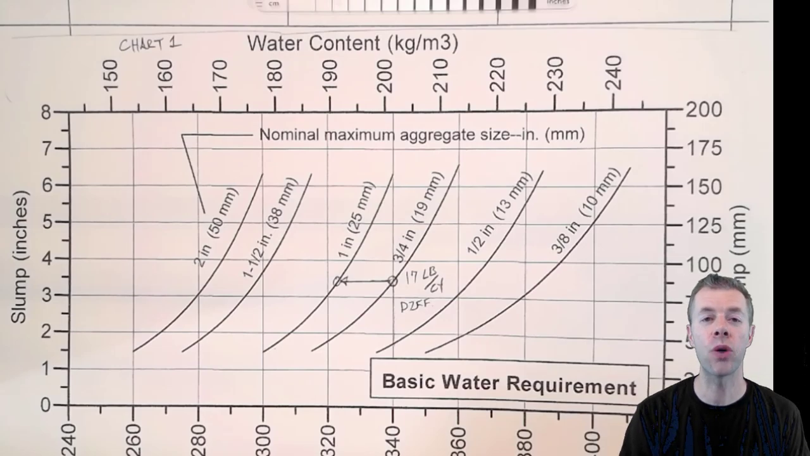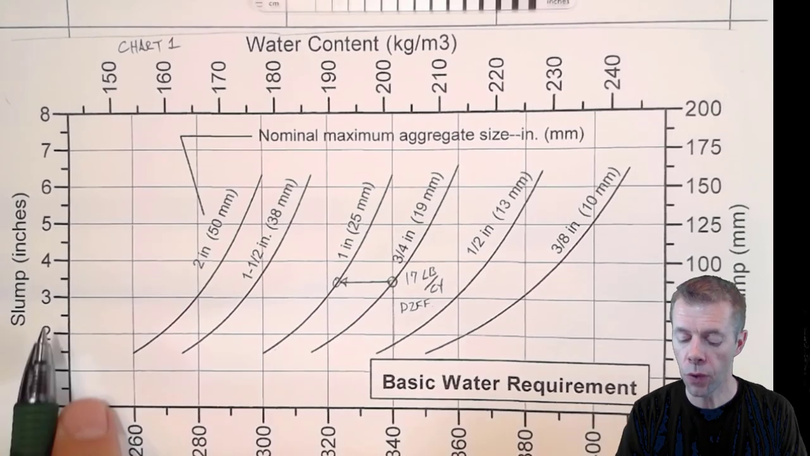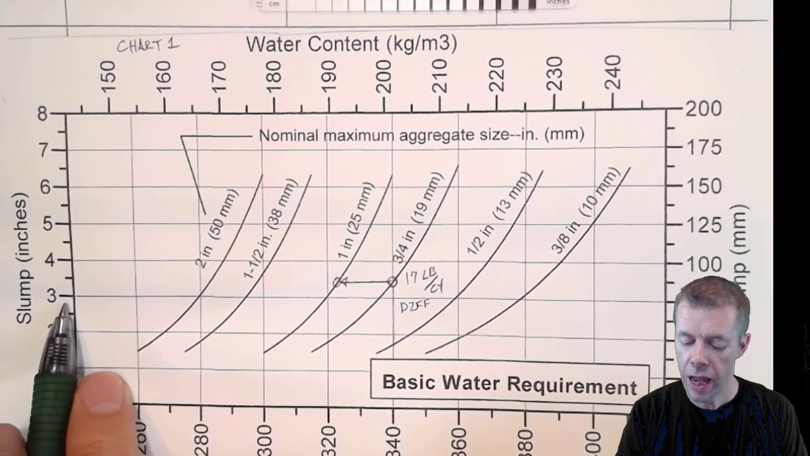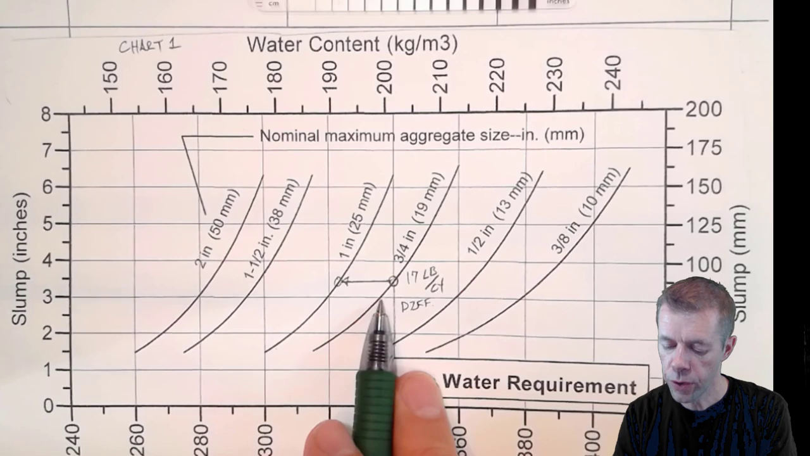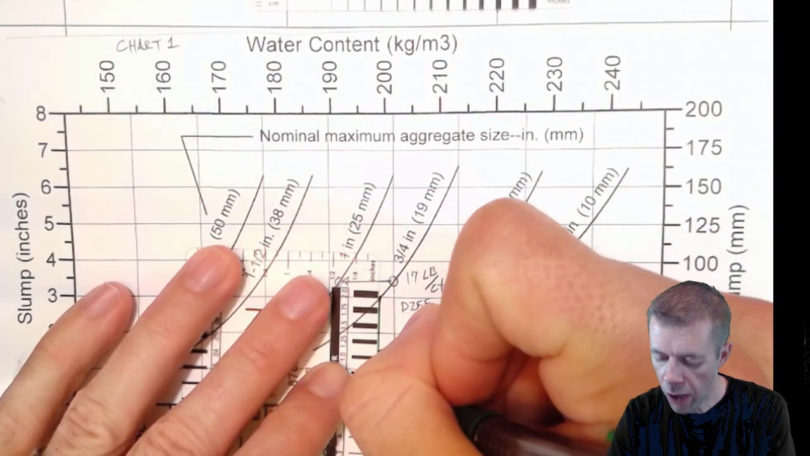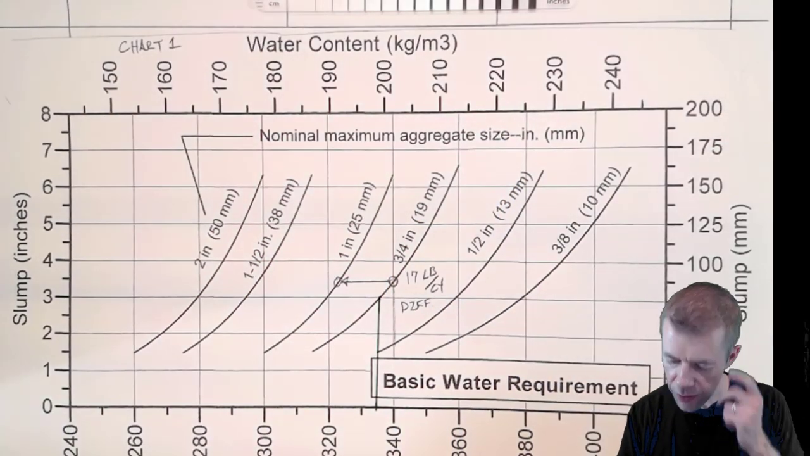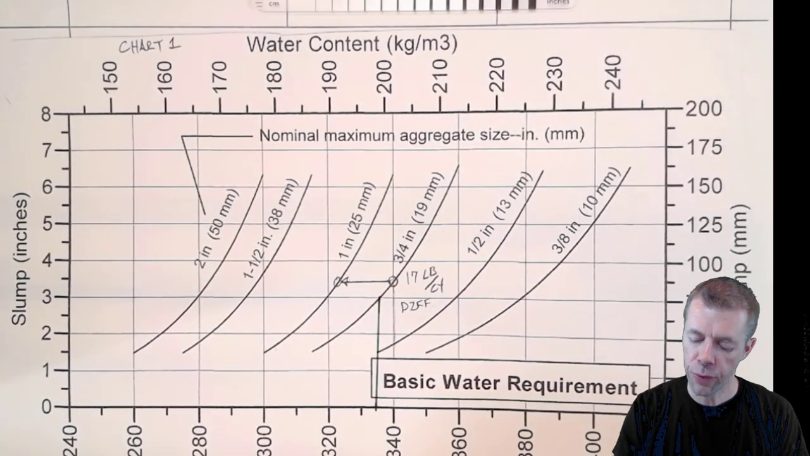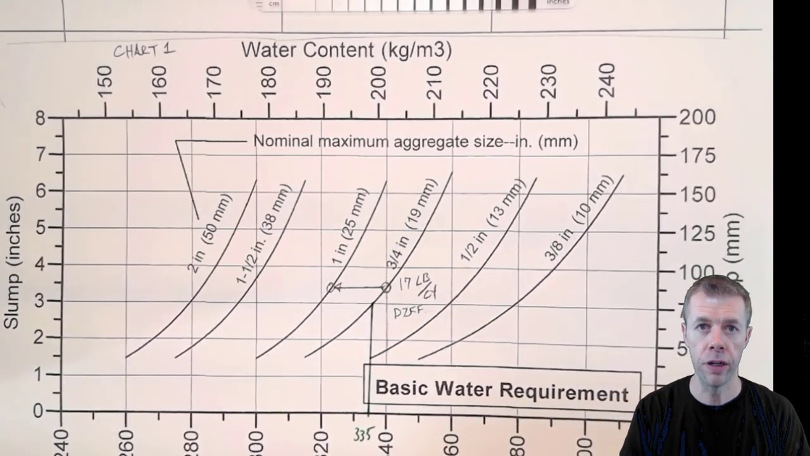This is the basic water demand chart. I've talked about it in other videos. In this chart, you come in with the slump, 3 inches in this case, and you come across until you hit the aggregate size, 3/4 inch. And then you go down and you read off the value. And in this case, we're going to have about 335 pounds per cubic yard. 335 pounds.